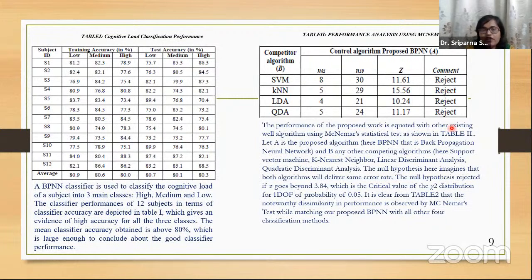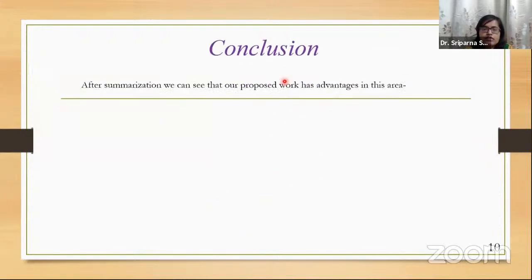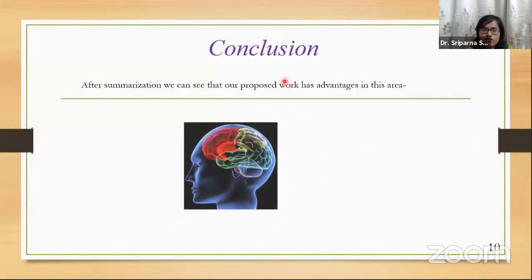Now, only comparison with different algorithms is not enough. We need to statistically justify our work. So we have done the maximum test by which we have statistically rejected the null hypothesis when comparing the control algorithm with the competitor algorithms. So this is the summarization of the work.